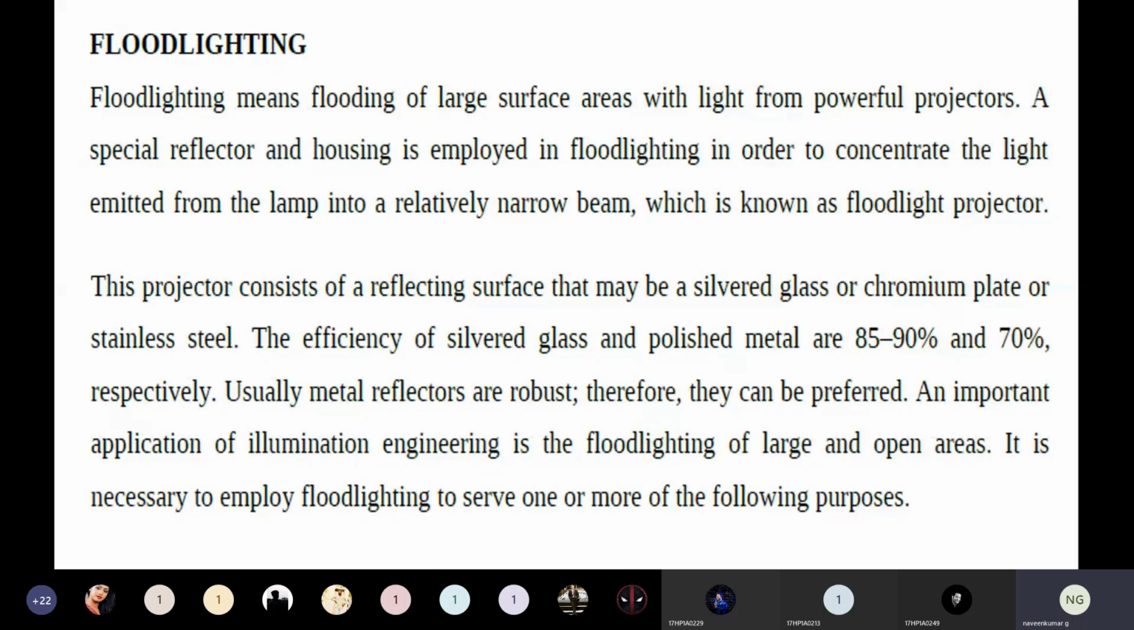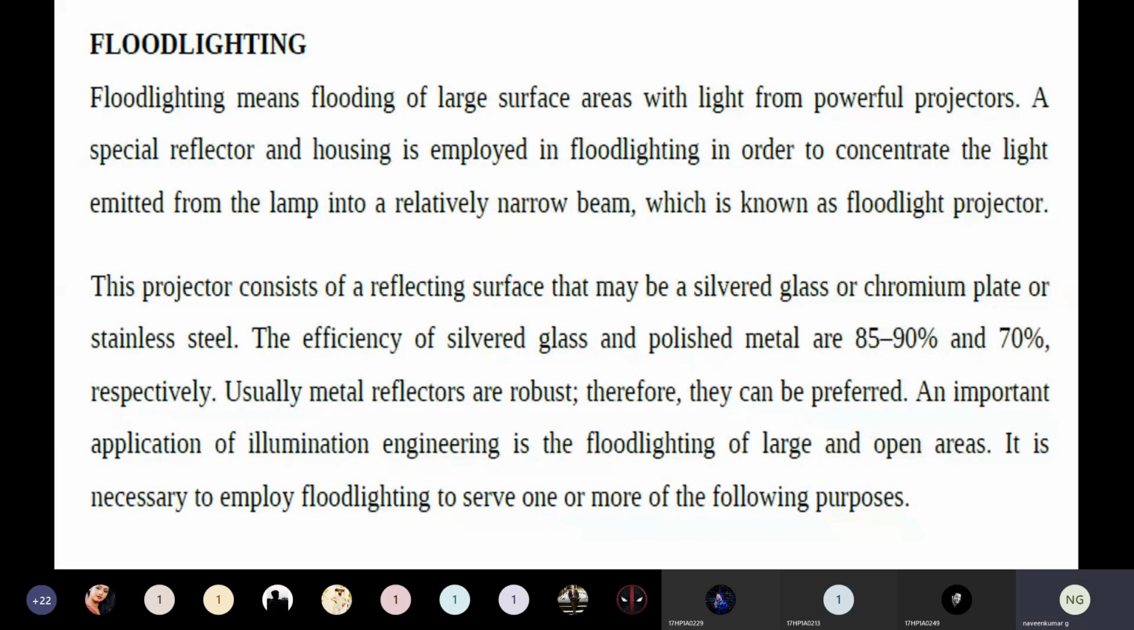Everyone is aware of projector lights that you observe in your classrooms and laboratories where you have PPTs played. That is one kind of floodlight. A special reflector and housing is employed in floodlighting. This is used to concentrate the light emitted from the lamp in a relatively narrow beam. This is nothing but focusing a stream of illumination onto a particular surface or area where you want exactly to project it. This concept is called floodlighting. The item that you are using for floodlighting is called a floodlight projector.